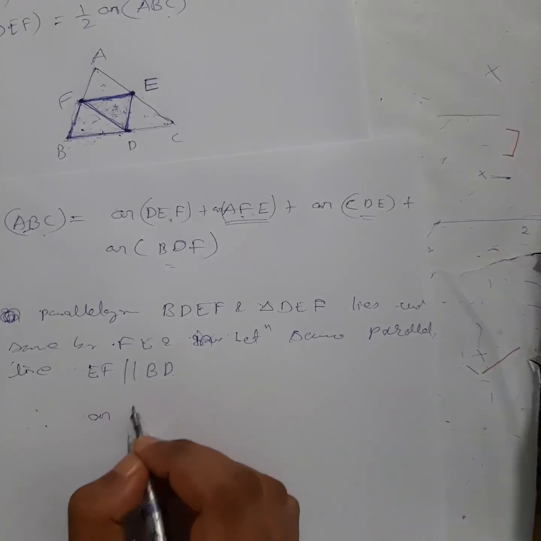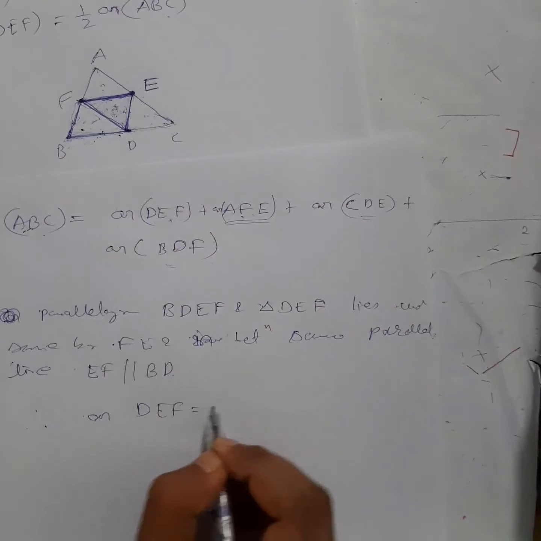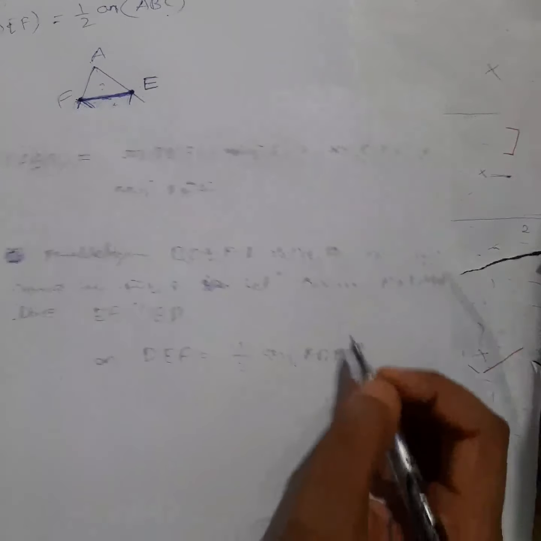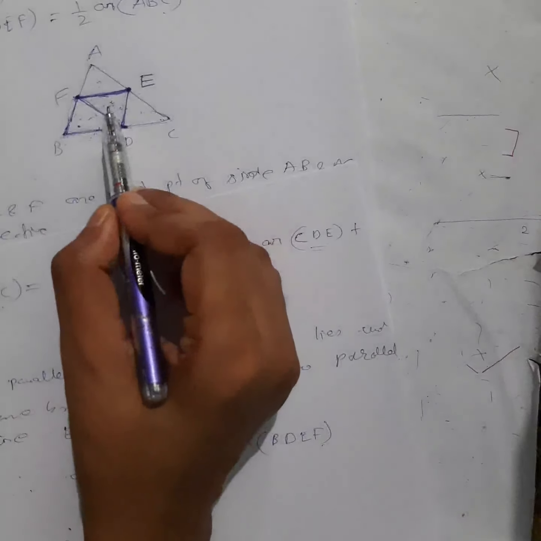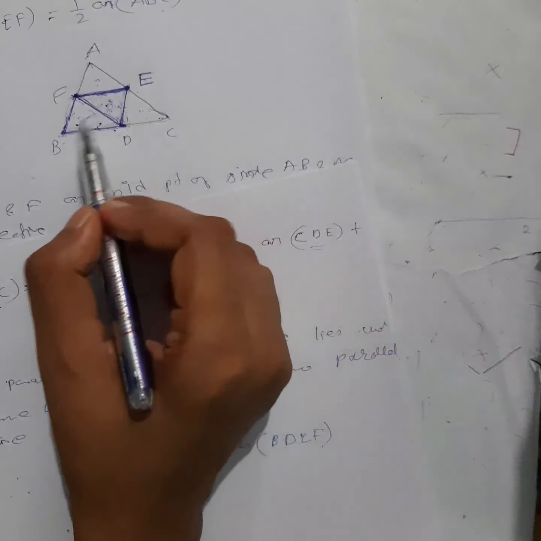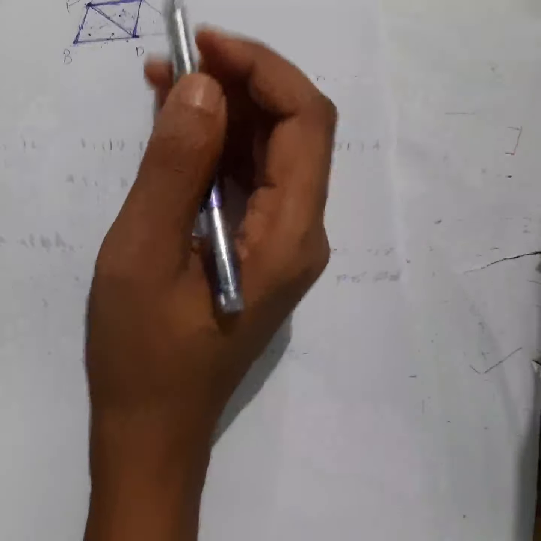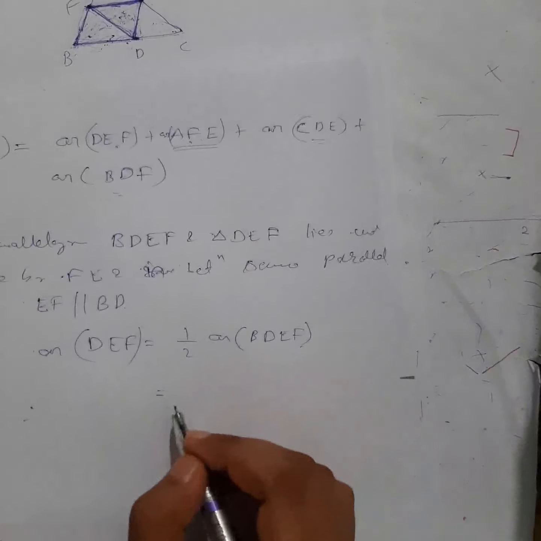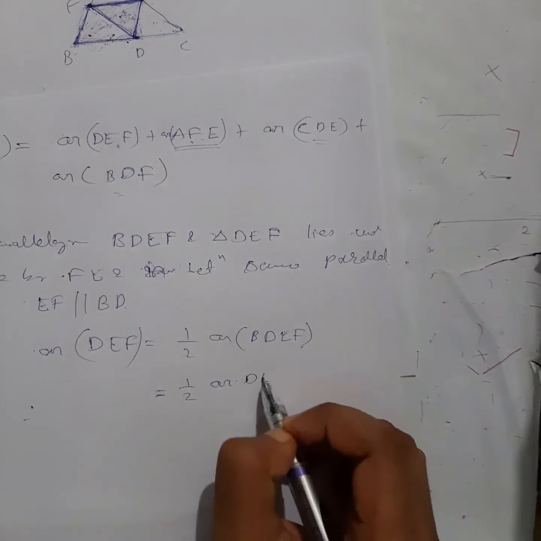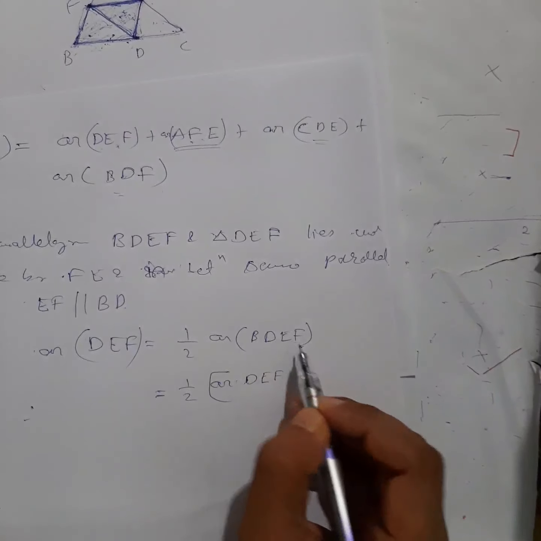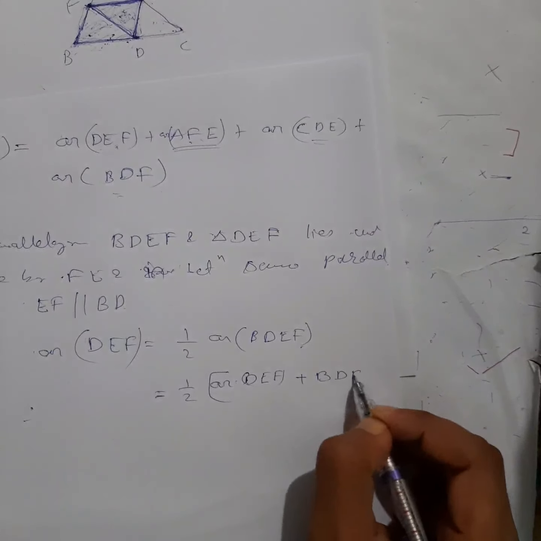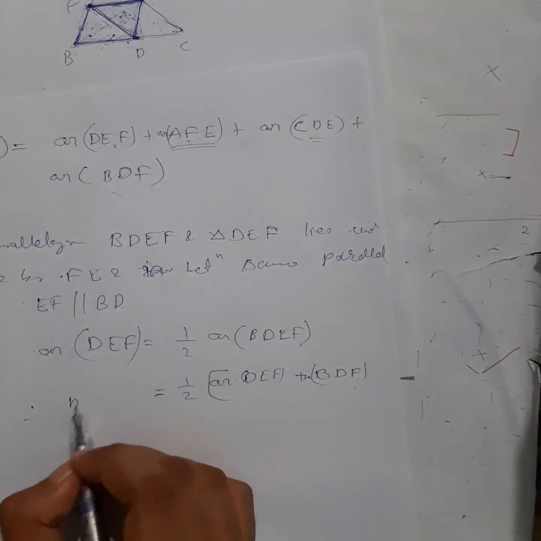Therefore, can I write area of DEF is equal to half of area of BDEF, right? You can see if this is half of this whole area, then the other half will be which one? This one, right? So if this is half, this is half, can I say they are equal? Which is equal to half of, let me write, area of BDEF. What can I write? Area of DEF plus area of BDF, right?